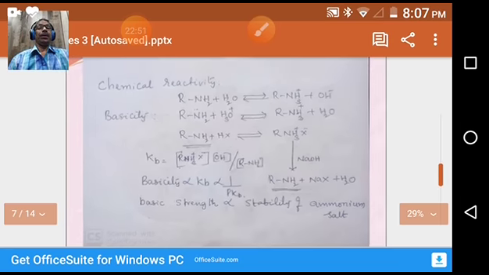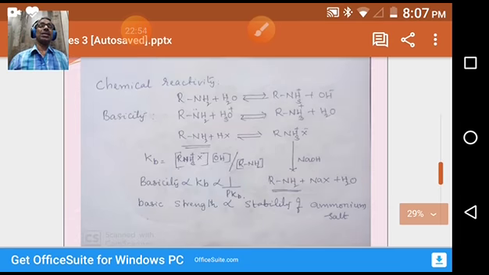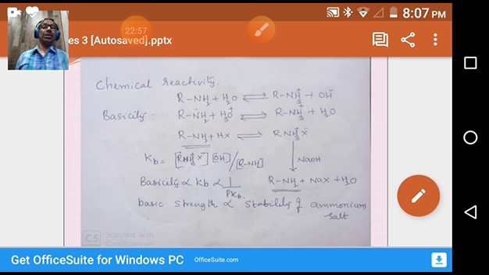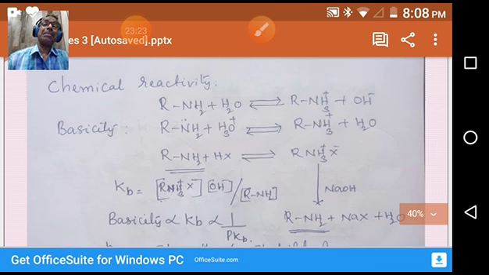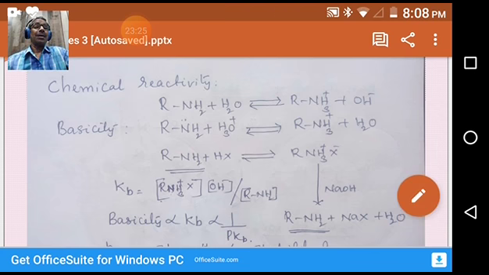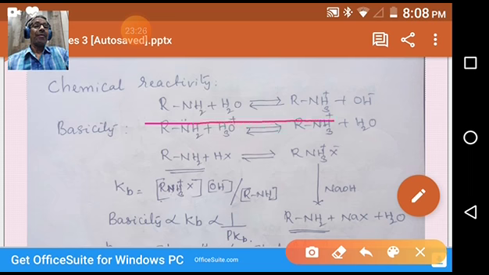Okay, chemical reactivity. So what is chemical reactivity? In our syllabus, we have the basic nature of chemical reactivity, alkylation, acylation, and the carbylamine reaction. So we have different reactions, and we will discuss them one by one. In chemical reactivity, generally we will discuss basicity. These amines have basic nature.